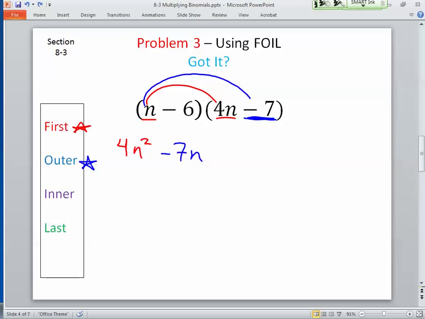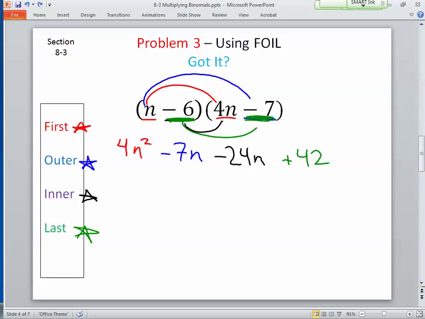My inner two terms, negative 6, again, include the sign to the left of your term, and a positive 4n. Multiply those together, I'm going to get a negative 24n. And my last term in each parentheses, that's going to be a negative 6 and a negative 7. Multiply those together, gives me a positive 42.